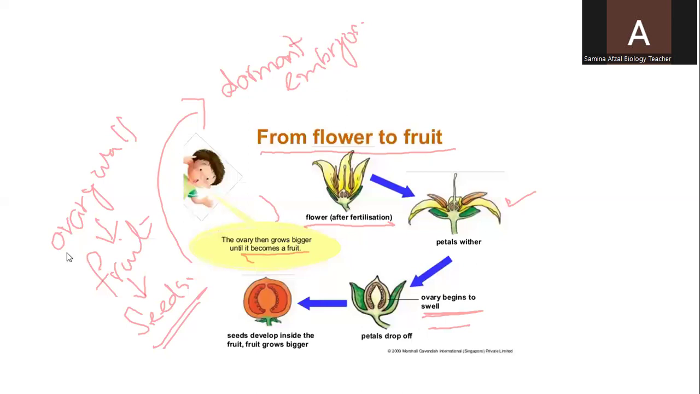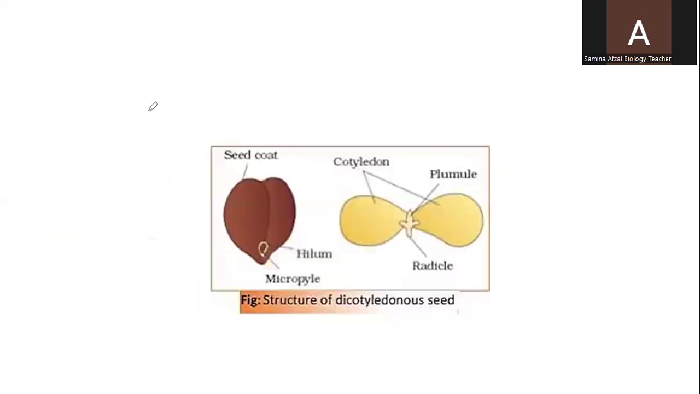Now, after the formation of seed, fruit is formed from the ovary wall. And now in this slide, we will discuss the structure of the seed which is formed as a result of fertilization. So here you can see a dicotyledonous seed, and this is the complete seed, which is a chickpea or gram seed.